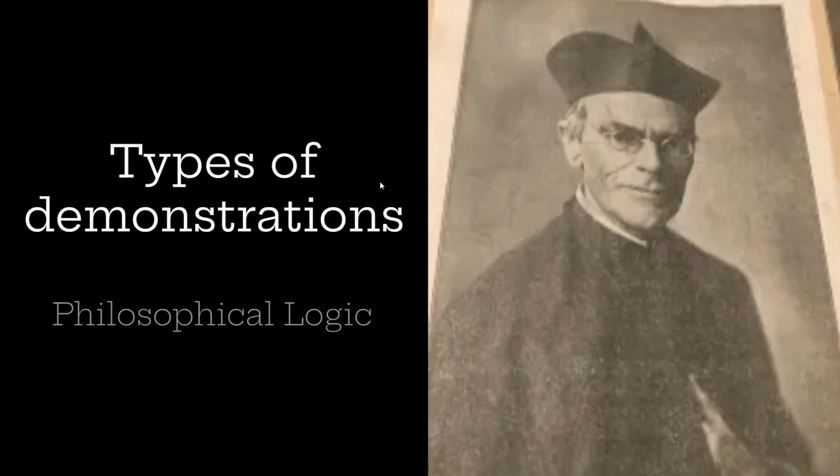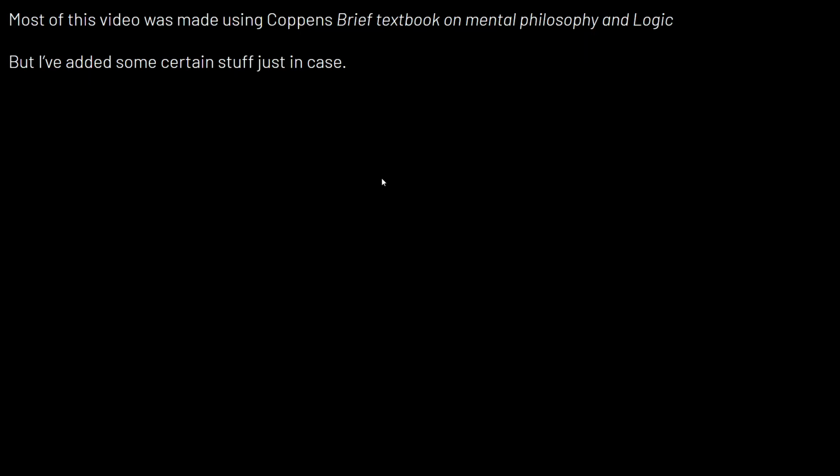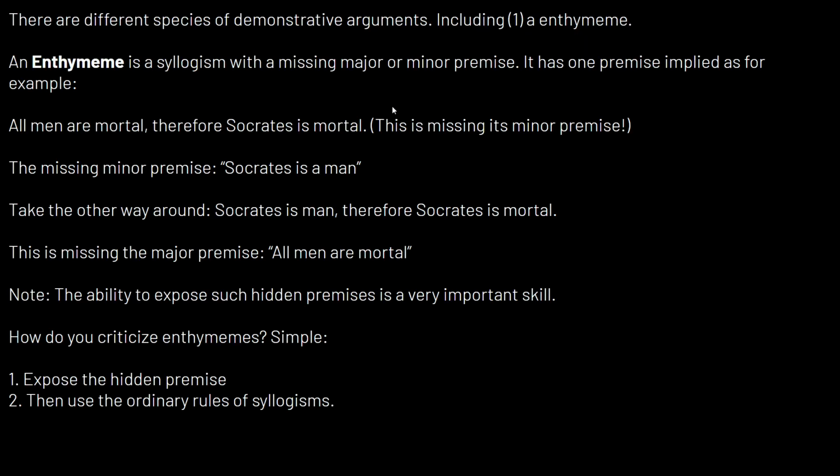So there's three types, really. But yes, most of this video, as I've said for this whole series, is I'm going to be using Coppens' brief textbook on mental philosophy and logic, but I've also added some supplemental stuff just in case. That is some further distinctions that he does not talk about in his book that I've noticed. But I'll just let you know what stuff was in his book and what stuff was not. So let's get started. Okay, so first of all, this is in Coppens' book right here. This is where I got it from.